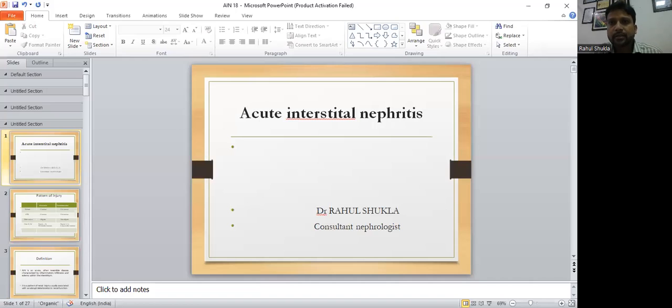Hello friends. So today we will discuss acute interstitial nephritis, a very important topic. We see patients of interstitial nephritis in our day-to-day practice. So it is very interesting, and we need to know a few important points for acute interstitial nephritis. So today I will discuss this in detail.